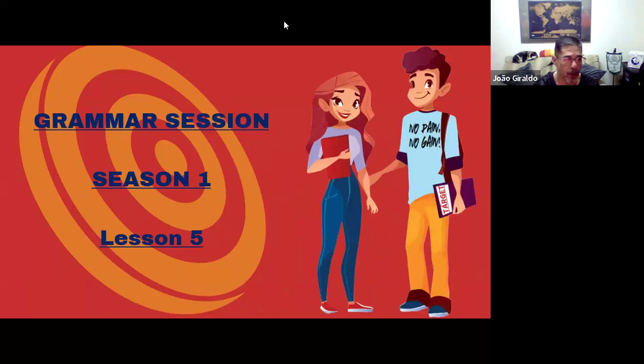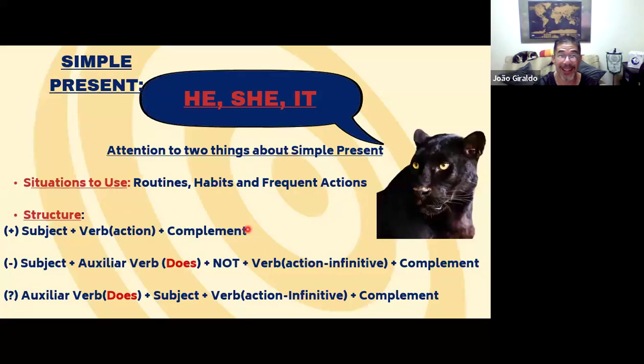All right, guys, so let's go. The lesson 5, okay, the grammatical part is the explanation of simple present, third person singular. So we are talking about he, she, and it only, okay? Attention to the two things about simple present: the situations to use, routine habits and frequent actions, and the structure, okay? Here is a situation.